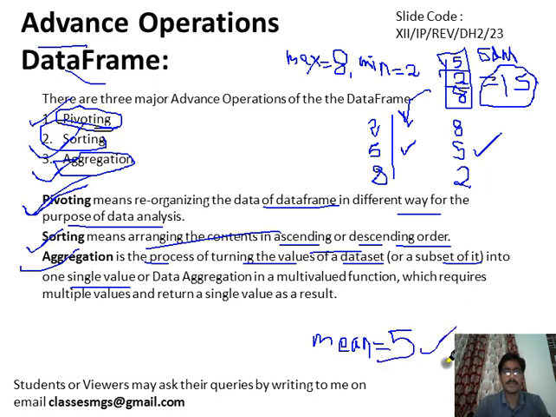In a similar way there are multiple functions available. We will discuss all of those in the aggregation topic. So data aggregation means turning the values of a data set into a single value. This is known as data frame aggregation. Okay, so we will discuss each operation one by one in this class. Let's go ahead.